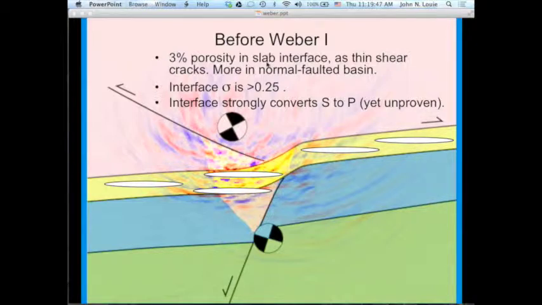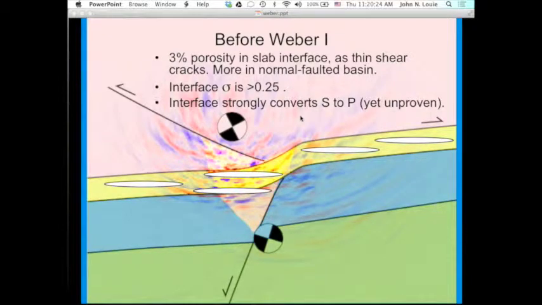Okay, there's about 3% porosity down there, and it's all thin shear cracks. Maybe the porosity is 5% in the bulldozed wedge of sediment in the normal faulted basin in front of the Weber 1 fault. Okay, the slab interface material, because of the thin cracks, has a Poisson's ratio above 0.25. All right, and the interface should thus strongly convert S to P.